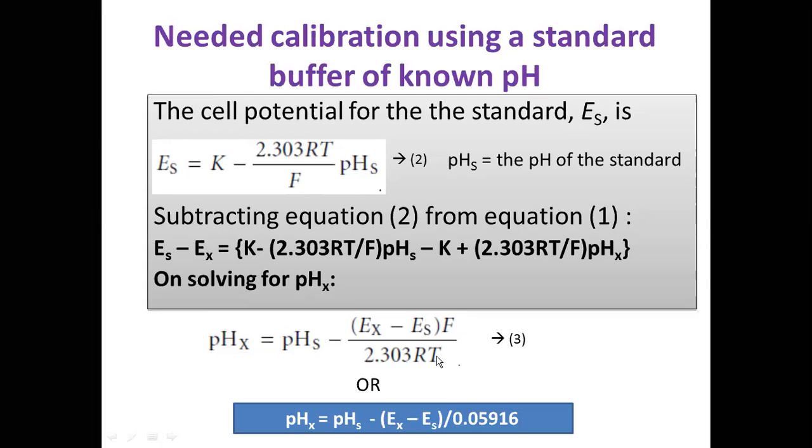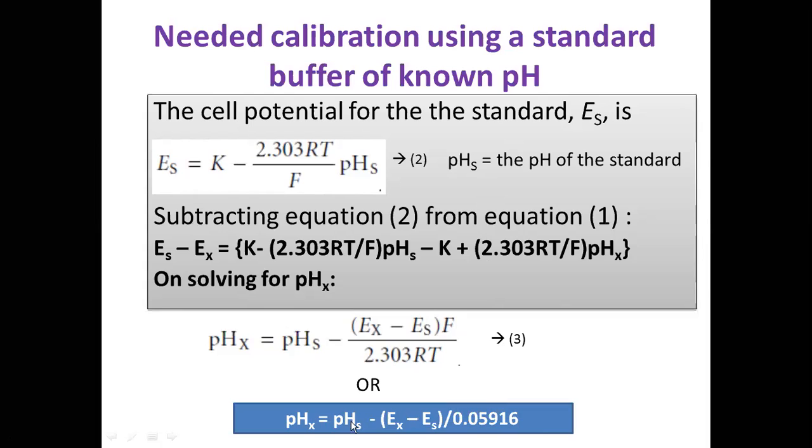96,487 here, 298 in place of T, 8.314 in place of R, will be getting 0.05916 into EX minus ES. So pH of X is equal to pH of standard minus EX minus ES divided by 0.05916.